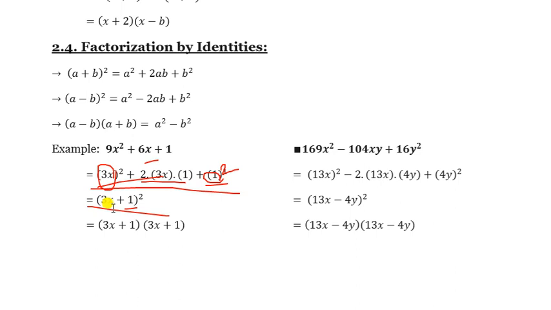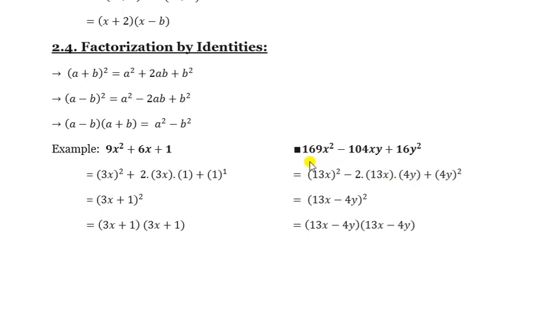So (3x + 1)², that means how many times is (3x + 1) present? Two times. So (3x + 1) into (3x + 1). In this way we have to write. Is it clear? Now we are going to see for negative.